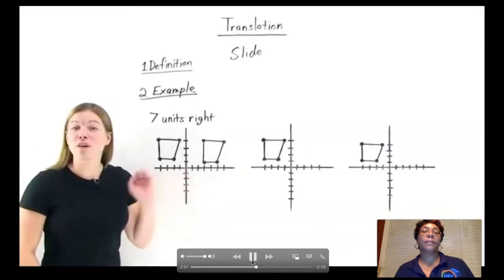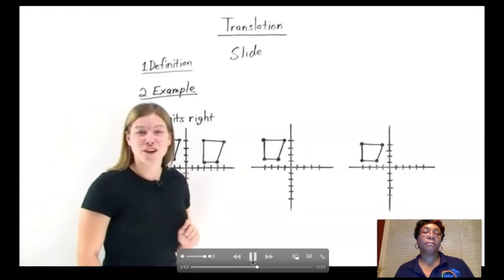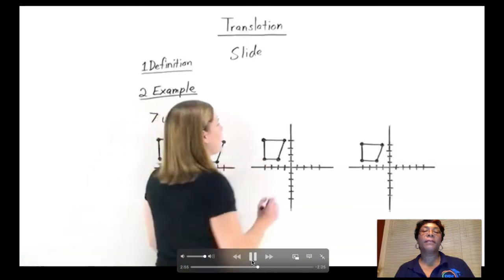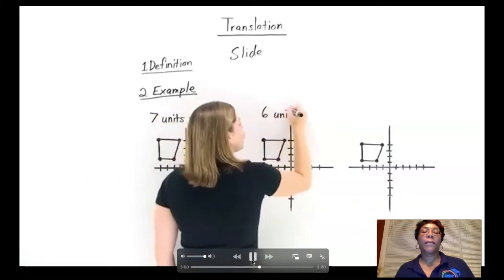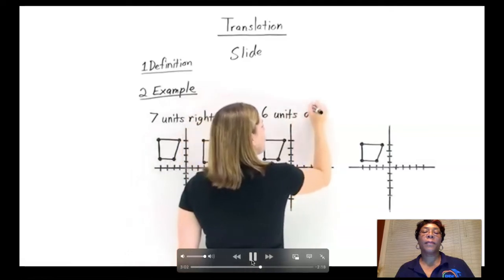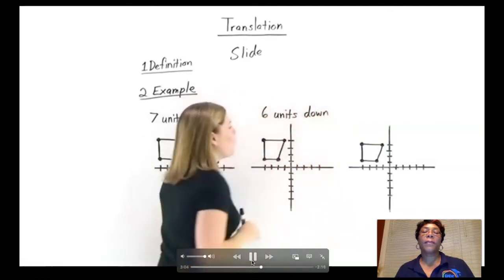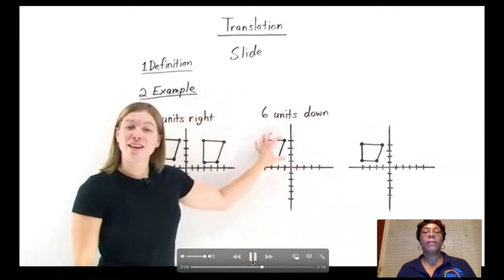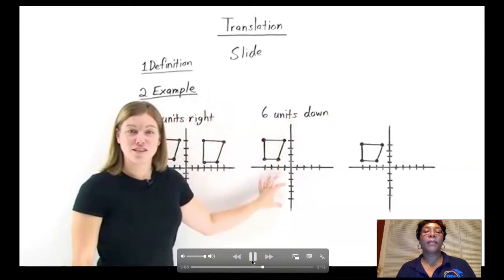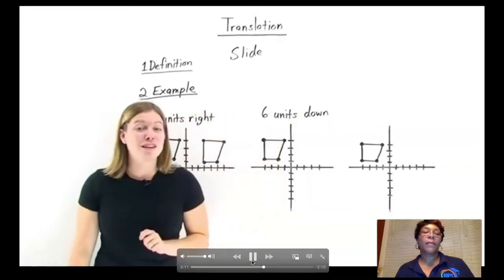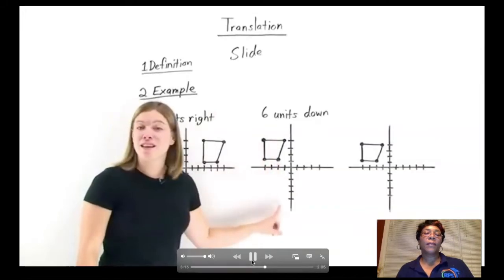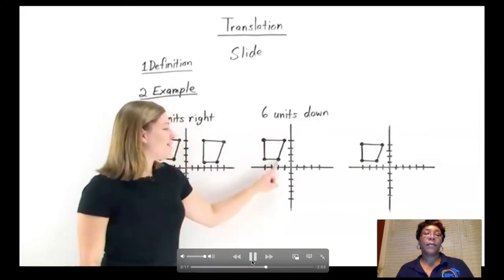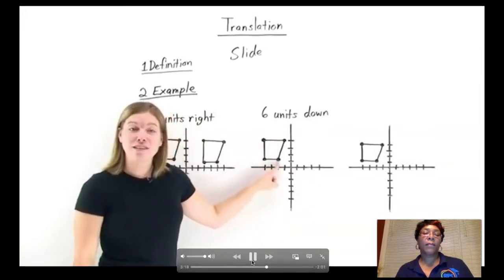Now that we've seen a horizontal translation, let's look at a vertical one. Let's take this figure and translate it vertically. Let's take the figure and translate it down 6 units. So, we want to take this figure and translate it, or slide it, down 6 units. Remember, to do this translation, we need to take points individually from the figure and translate them one at a time. So let's take this point and translate it down 6 units.